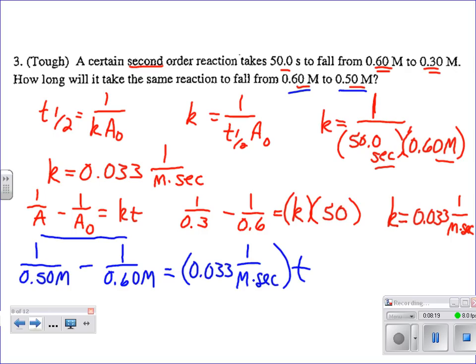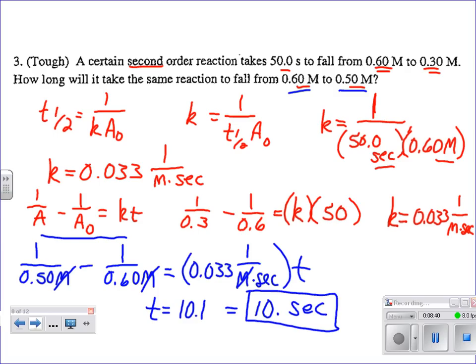Takes a second to maybe plug this in properly into your calculator. Eventually what you end up seeing is that you have molarity on the left-hand side, which is going to end up canceling with the molarity over here, and your time is going to end up being in seconds by the time it flips back up. So time equals 10.1, which really we should be rounding, I guess, to 2 sig figs, so that becomes 10 seconds is our answer.